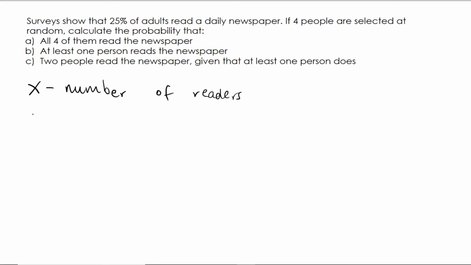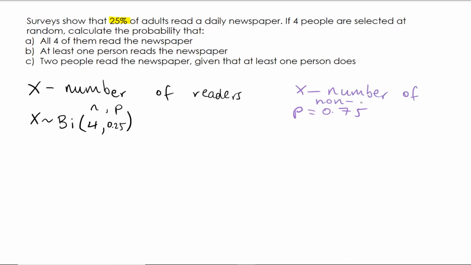And so we can say that X is distributed binomially with a value of N and P. In this case, N is 4 because they've surveyed 4 people, and P is a quarter or 0.25 because that's the chance that somebody does read the newspaper, from the question. So it's all about how you define your random variable and how you define your corresponding probability of success. I could have used P is 0.75 or 3/4, but then I would have had to say that X is the number of non-readers.